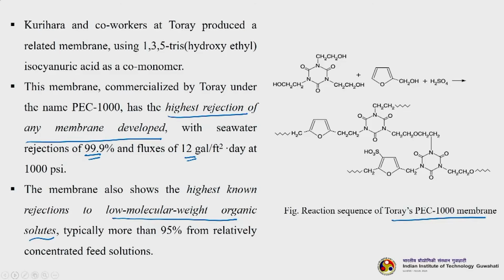So, you need to balance things, because what is the real intention? Are you going to use the RO permeate as potable water? Then you need to get rid of all these things. So, for that maybe this particular membrane looks good, of course with a little compromise with the flux.